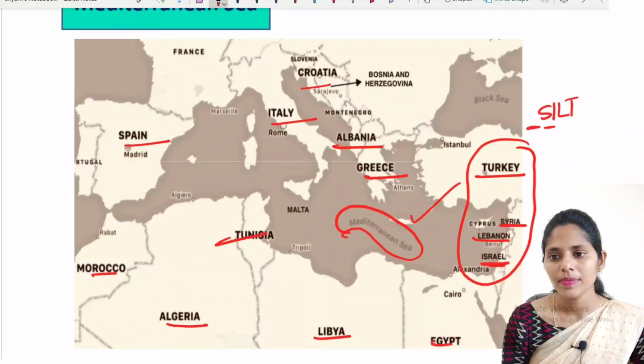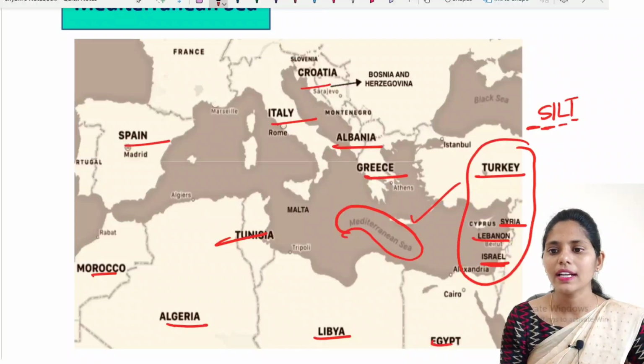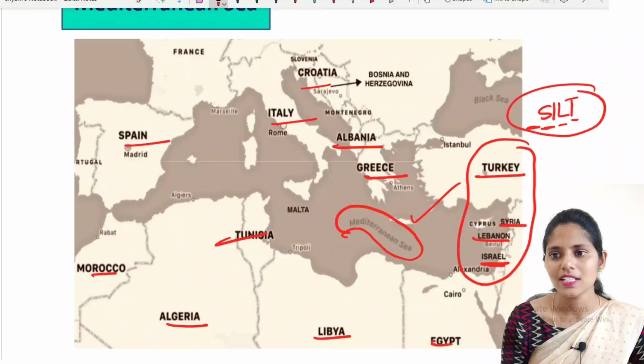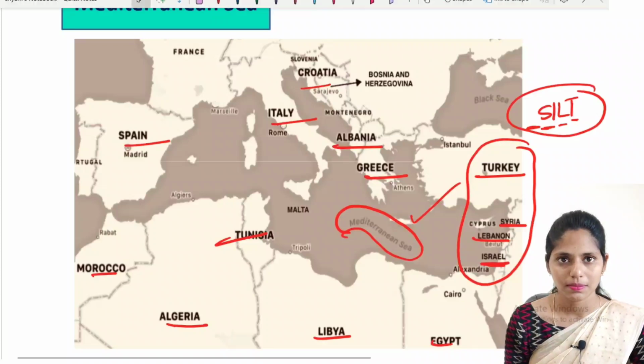Okay, S for Syria, I for Israel, L for Lebanon, and T for Turkey. I hope it is clear, right? And now let us move on to the next map.